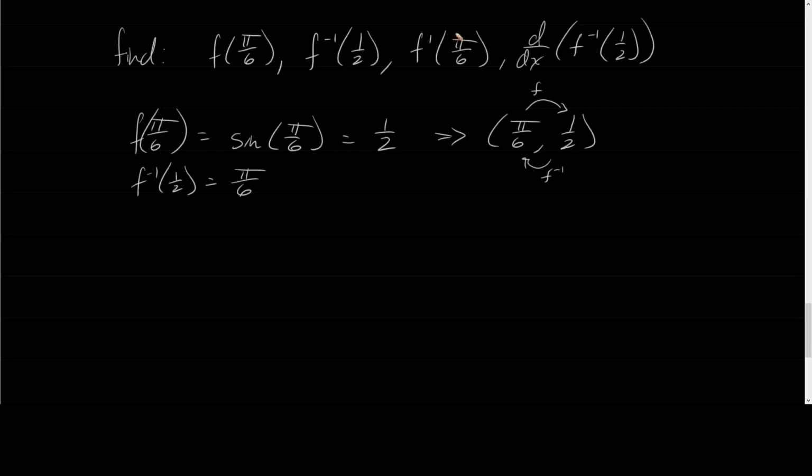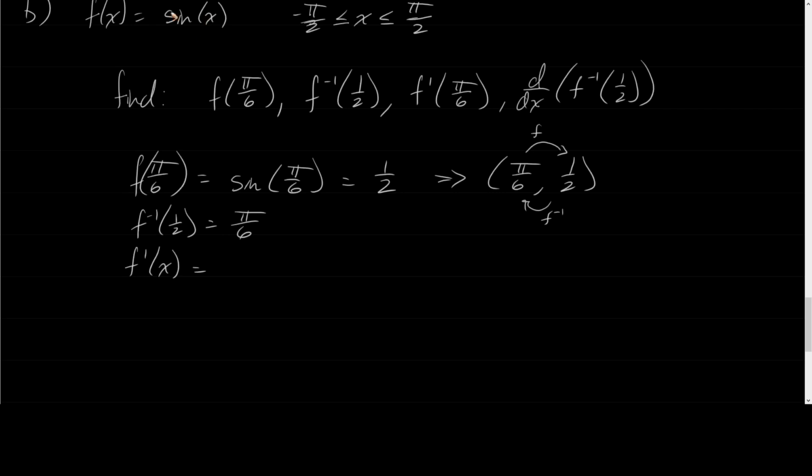All right, the next thing, I need f prime of pi over 6. Well, before that, I need f prime of x. And our function was sine. So the derivative of sine is cosine of x. All right, and we want f prime of pi over 6. So f prime of pi over 6, that's going to be cosine of pi over 6, which is radical 3 over 2.